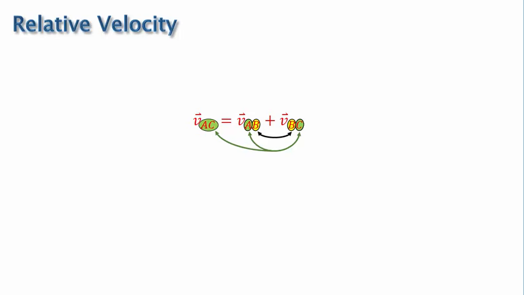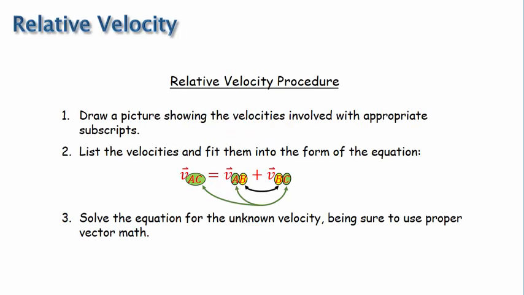Notice that the velocities in the equation are vectors, so we just have to be careful to do the vector math correctly when in two dimensions. Here's a procedure to follow, and then I'll demonstrate the procedure with a two-dimensional example. Draw a picture showing the velocities involved with appropriate subscripts, list the velocities, and fit them into the form of the equation that looks like this. Solve the equation for the unknown velocities, being sure to use proper vector math.